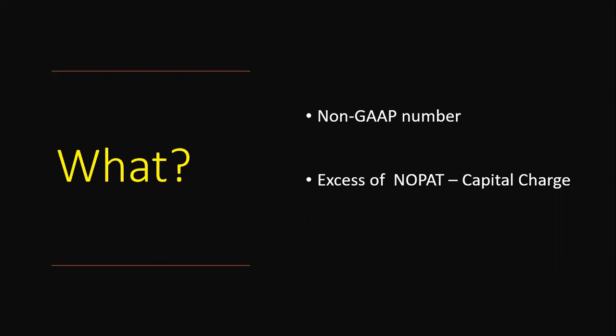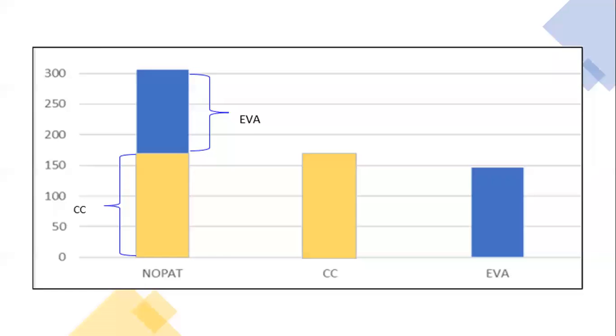What is EVA? Yes, it is not a GAAP number, but it is useful for understanding a company, whether it is able to create wealth for the shareholder. EVA is the excess of NOPAT minus capital charge. NOPAT is the net operating profit after tax but before interest. And capital charge is a charge for using the invested capital.